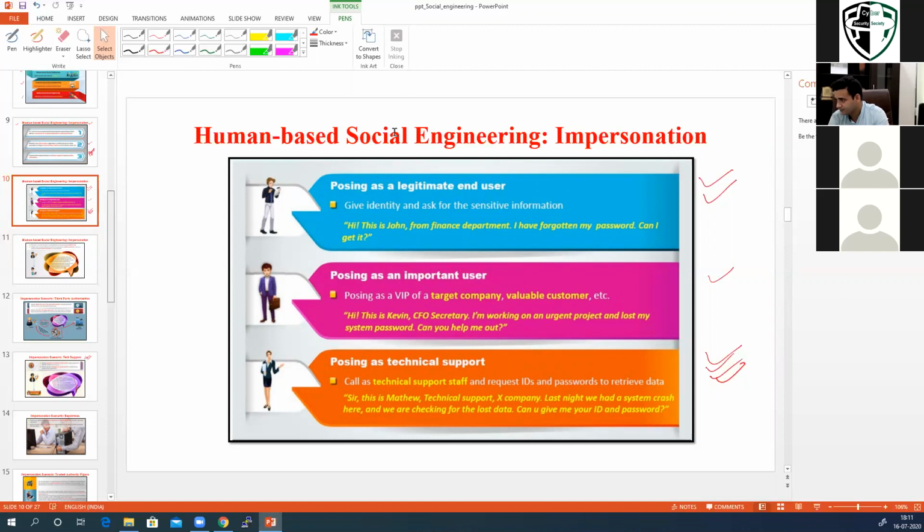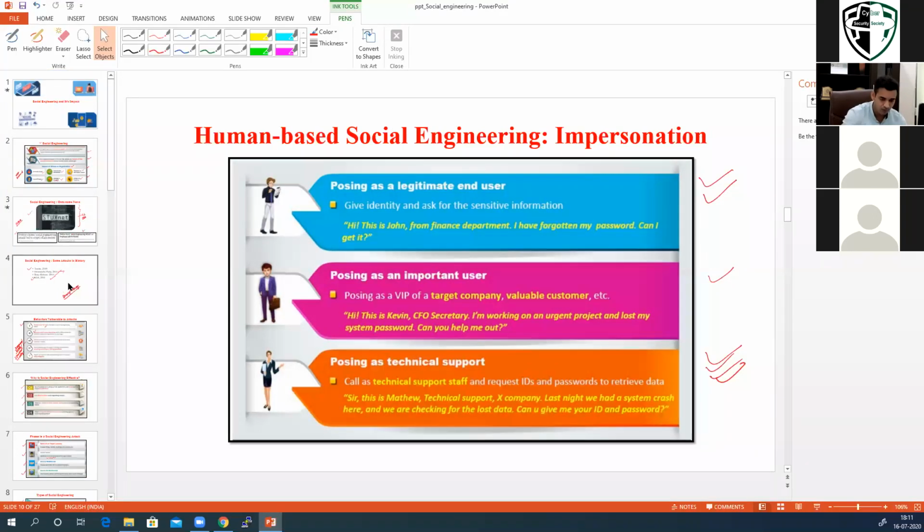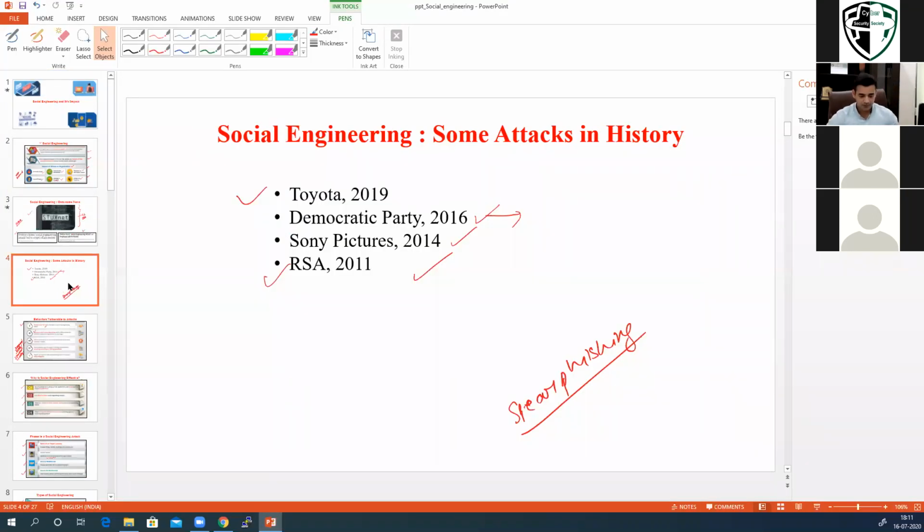Yeah. So sir, can you tell about the Sony attack? So I can tell you about the Sony Pictures attack of 2014. Have you heard about this particular attack? I think people might have heard about the Sony Pictures attack in 2014. So what happened? I can tell you the story.